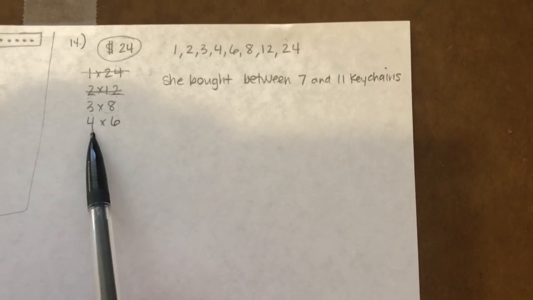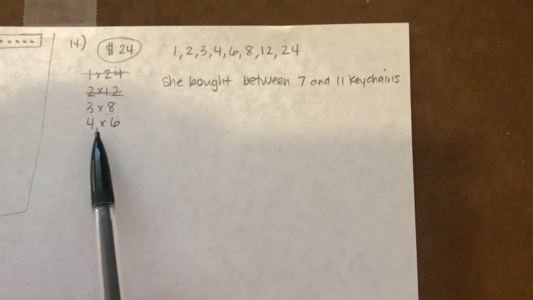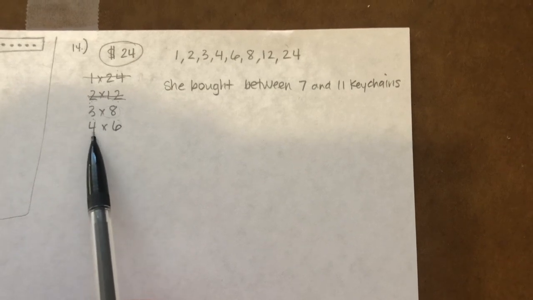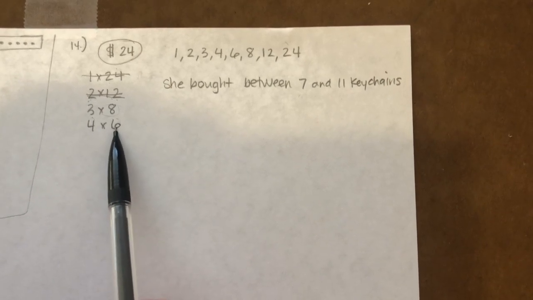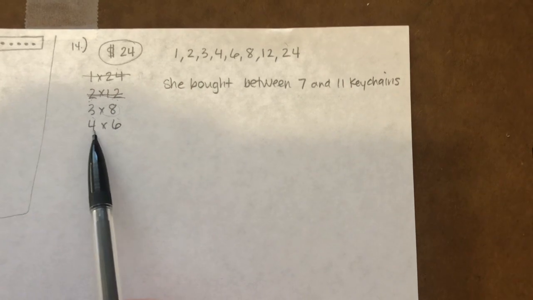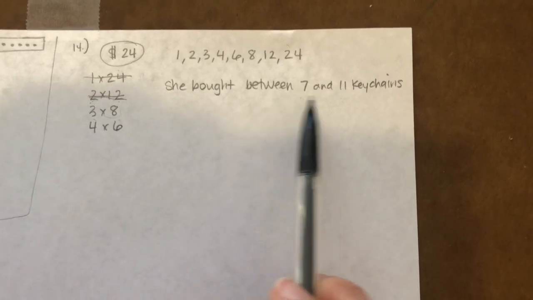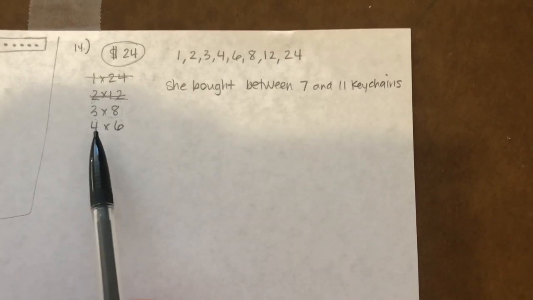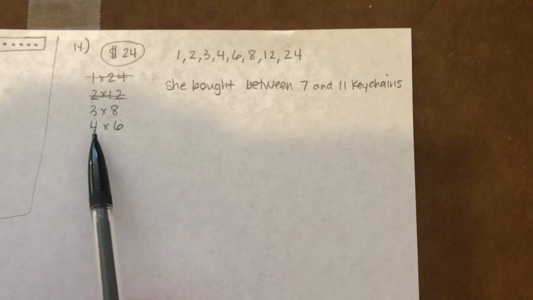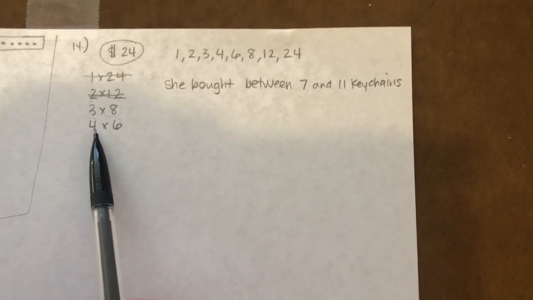So let's just double check that this one isn't going to work here. So for 4 times 6, which equals 24, she could have purchased 4 keychains at $6 a piece to get $24. But it says she purchases between 7 and 11 keychains, so we know this isn't going to work for her to purchase 4 at $6 a piece.